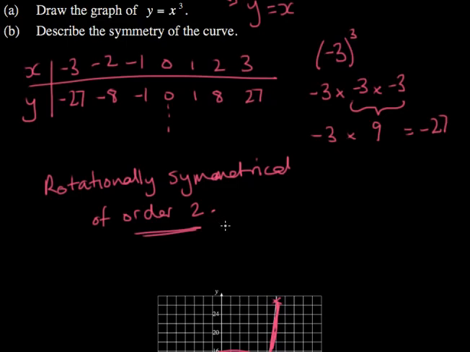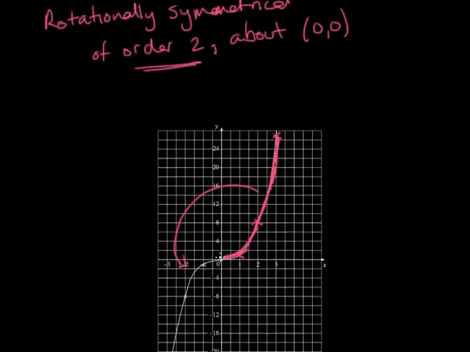Just one more thing here. At what point are we spinning it around? So it needs to be about the point that it spins, which in this case is the origin. So this would be describing the symmetry of the curve. It's rotationally symmetrical of order 2 about the origin being here.